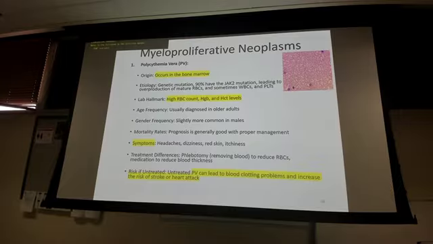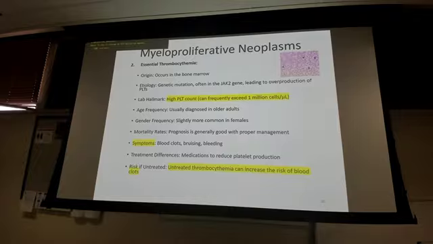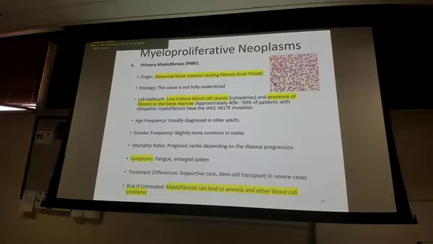Then we have essential thrombocythemia, high platelet count, usually in excess of 1 million. With these, they tend to have a lot of blood clots, bruising, and bleeding. And if it's untreated, thrombocythemia can increase the risk of blood clots. And PMF is just abnormal bone marrow causing that fibrosis or that scar tissue. And you see a low mature blood count in the presence of fibrosis in the bone marrow.